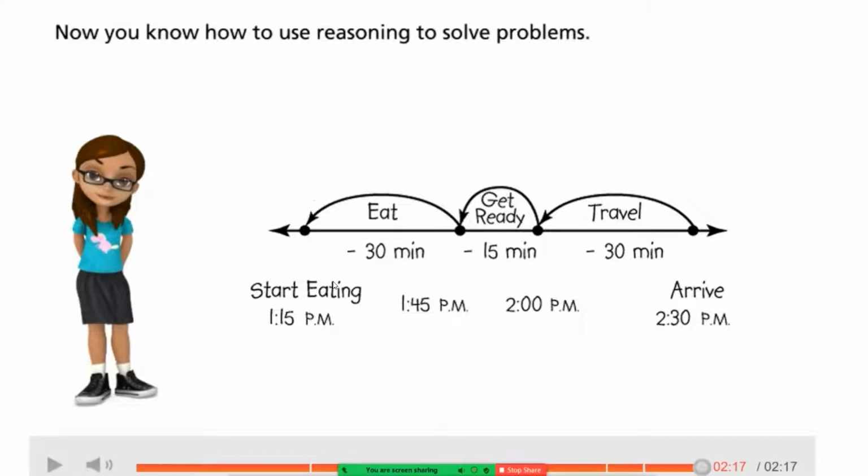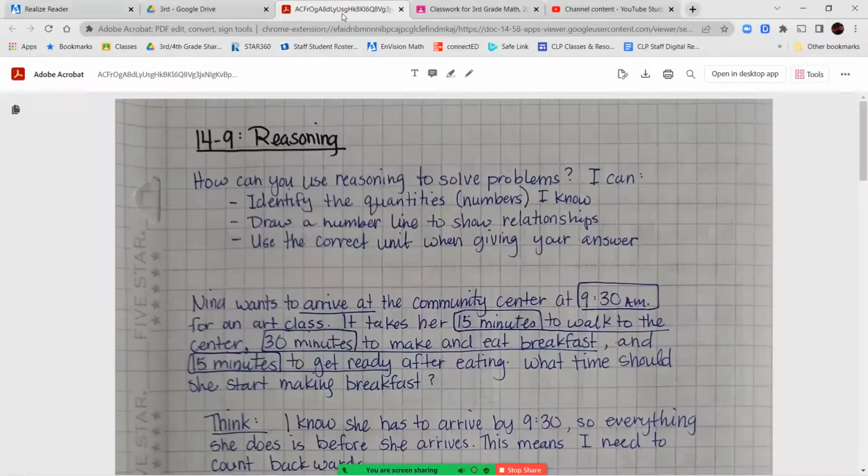Okay, now that we've gone through our short video lesson, let's hop into our notes and our guided practice. All right, so lesson 14-9, using reasoning. So how can you use reasoning to solve problems? You can identify the quantities, which means numbers. So identify the numbers that you know that they tell you in the question. You can draw a number line to help show relationships.